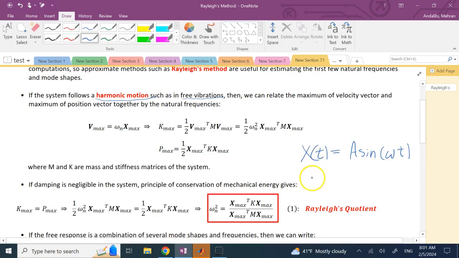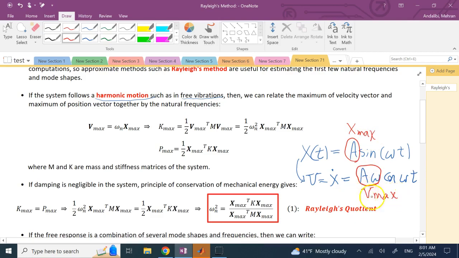If you take the time derivative, then velocity v, let's say x here is position, then v, which is the time derivative, x dot, is going to be A omega cosine omega t. So if you look, the maximum of x is A, but the maximum of v is A times omega. So I can say v max is omega times x max. And what omega? Omega n, because the system is oscillating with this natural frequency. That's where you get this formula from.